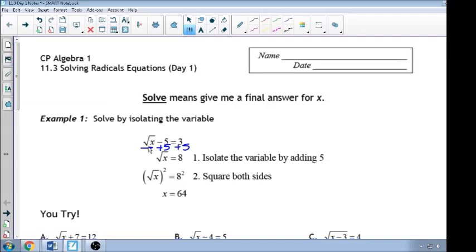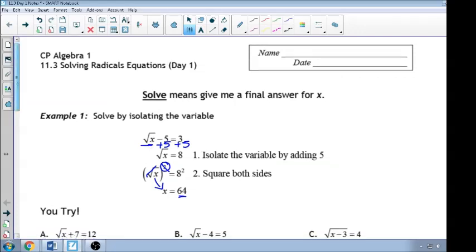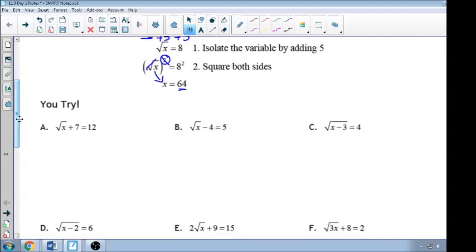Now, what we have always done when we're manipulating equations is to get rid of something. In this case, we want to get rid of the square root. We have to do the opposite. Well, the opposite of a square root is to square it. So if I square a square root, the square and the square root cancel, and it leads me just to x. Now the 8 gets squared, which turns into 64, and we are done. So that is what we are doing today. The first step is to isolate the square root.